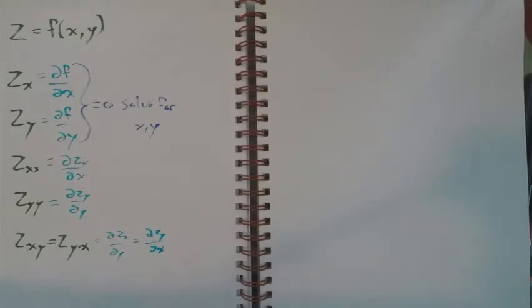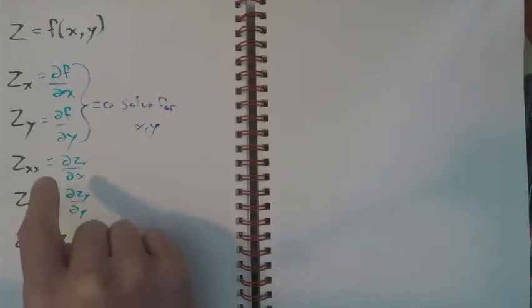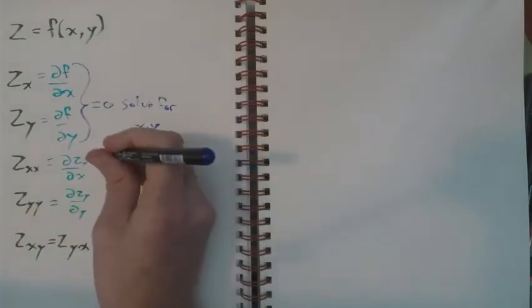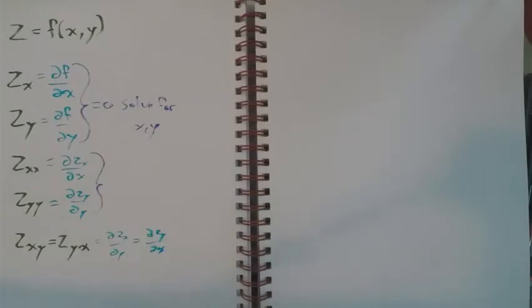The next part is we check these second derivatives to see whether or not we've got a local max or a local min, or potentially a saddle point, or we will also see there's a possibility of an inflection point.